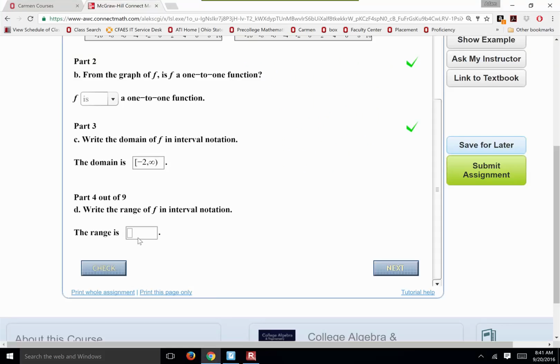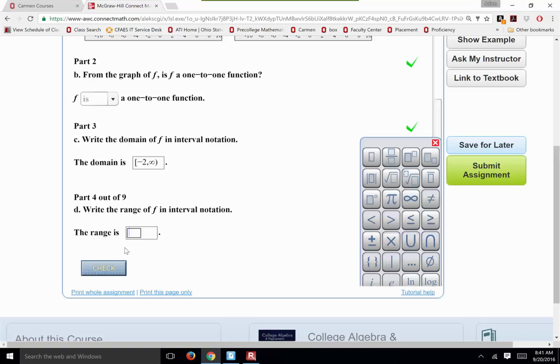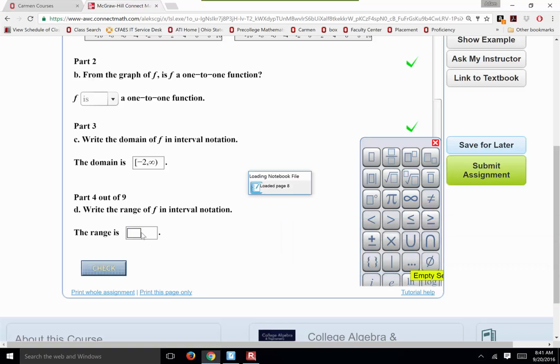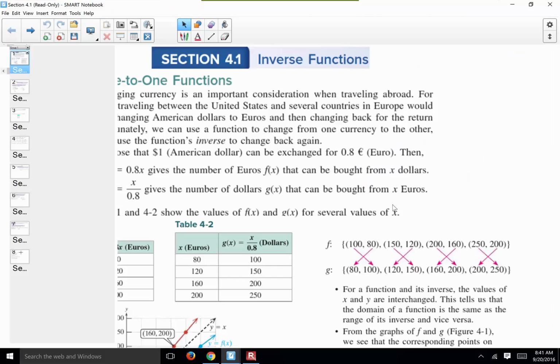Okay, 0 to infinity, I can type it in here. Is 0 included though? Or parentheses? It's included, so go with 0 bracket and infinity.